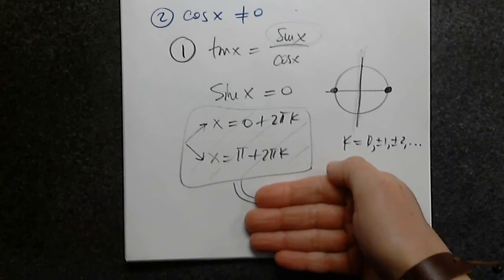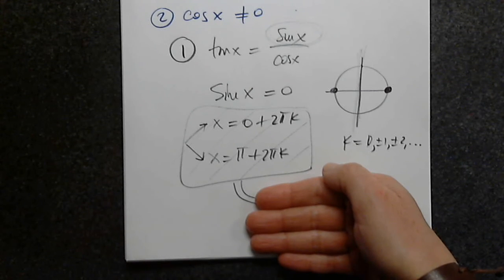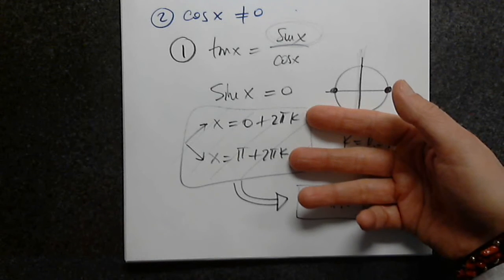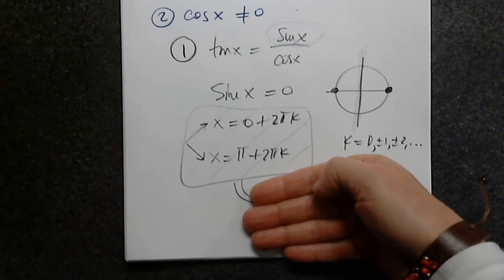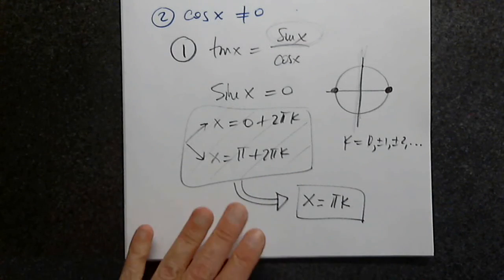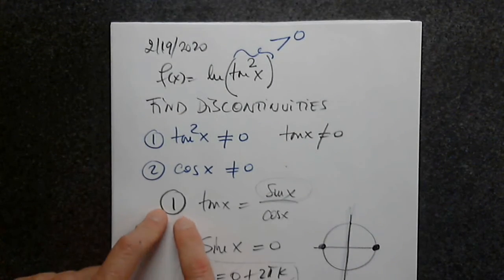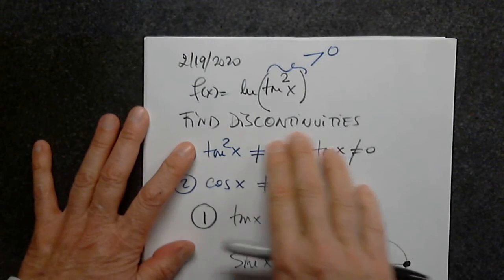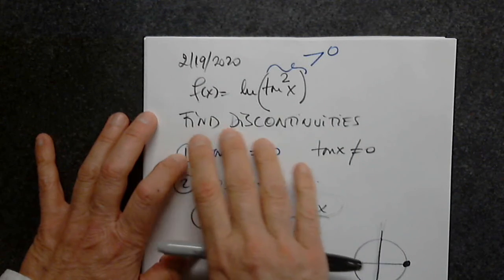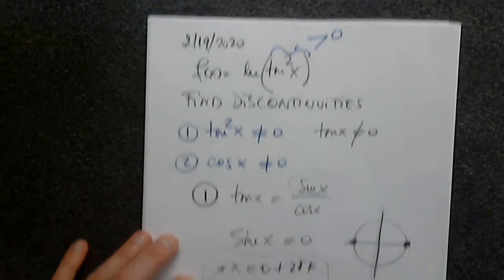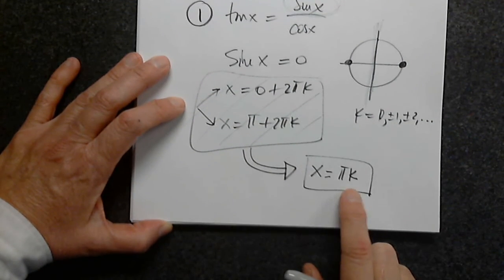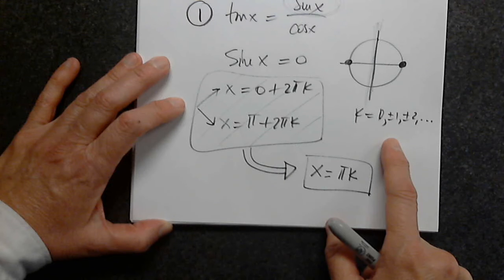Do you have to condense it? No, but I don't know how they want the answer. That's my problem. So these are fine, or this for both of them. You don't have to condense it. Okay, so this is just number 1. For now, just for number 1, where for sure will this function have discontinuities? It will have discontinuities at any pi k where k is an integer.